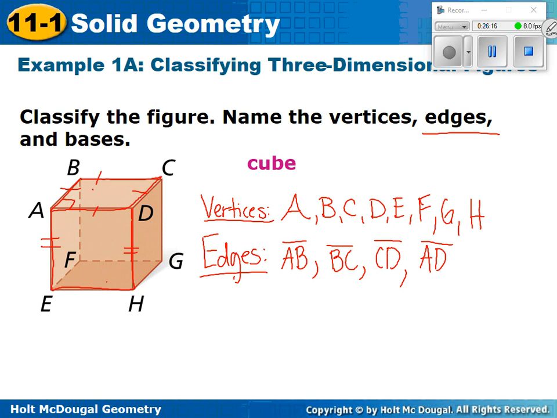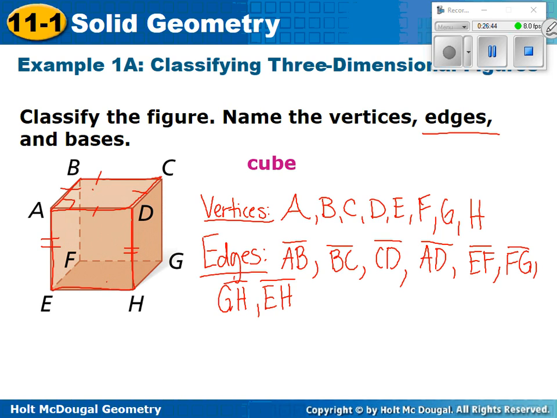Now let's go to the bottom and let's name the bottom edges. What are the bottom edges? EF, FG, GH, and EH. And again, when you name a line segment, does the order matter? EH or HE? Not at all. All right, and then what 4 are we missing?